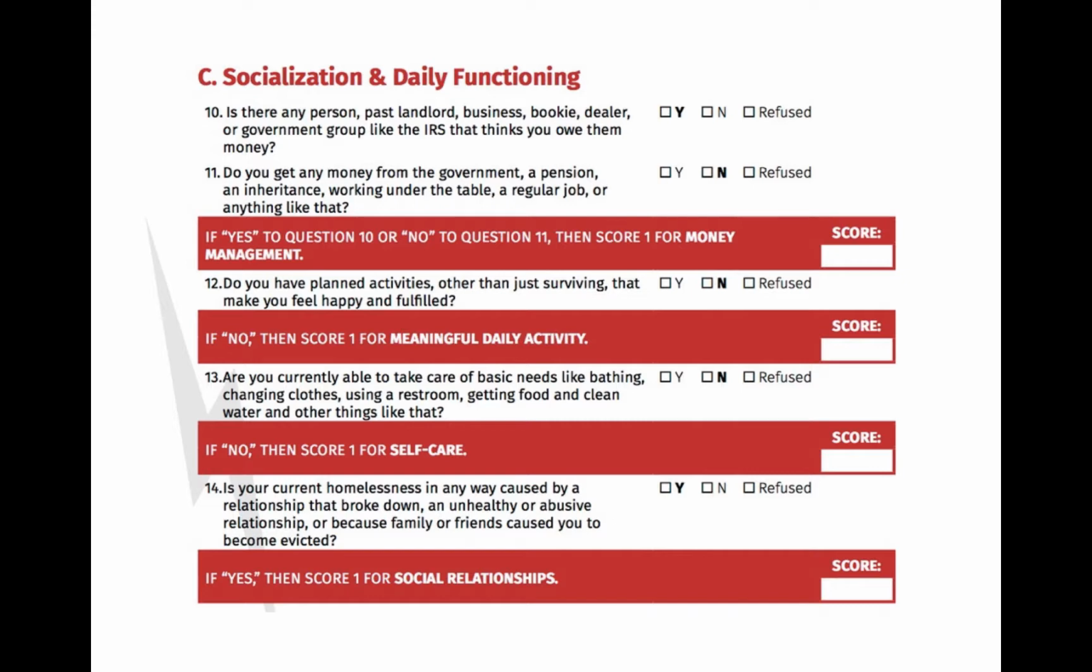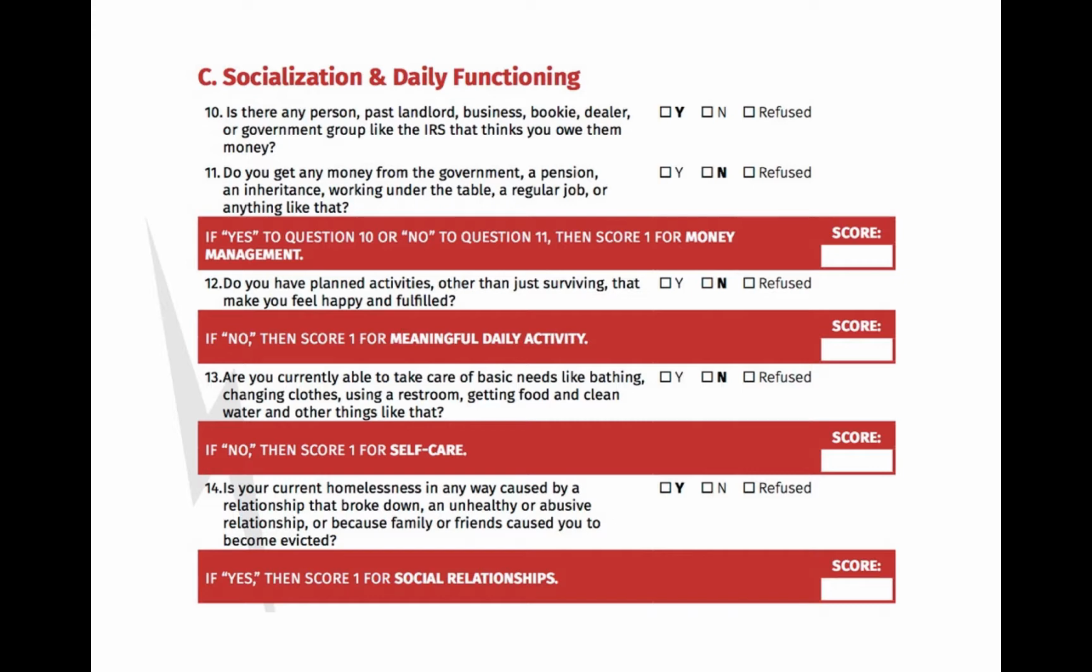Okay? Do you have any planned activities other than just surviving that make you feel happy and fulfilled? Now, they have to determine what type of planned activities makes them feel happy and fulfilled. You do not help them answer, you just help clarify something that they do that makes them feel happy and fulfilled. Are you currently able to take care of basic needs like bathing, changing clothes, using a restroom, getting food and clean water, and other things like that? And that's the self-care question.